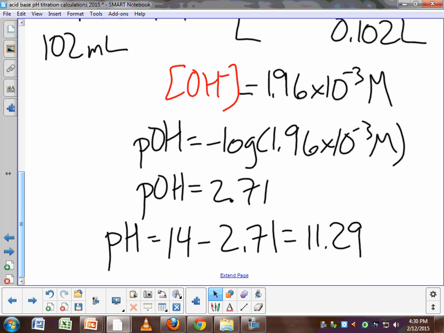Which makes sense. We expect this to be basic. We expect this to be above 7 because we have more hydroxide than we do acid. That's what's in the flask. More NaOH than HCl. We used up all the HCl, it's gone, and then we added a little extra sodium hydroxide, which means that we are ending with a basic pH.